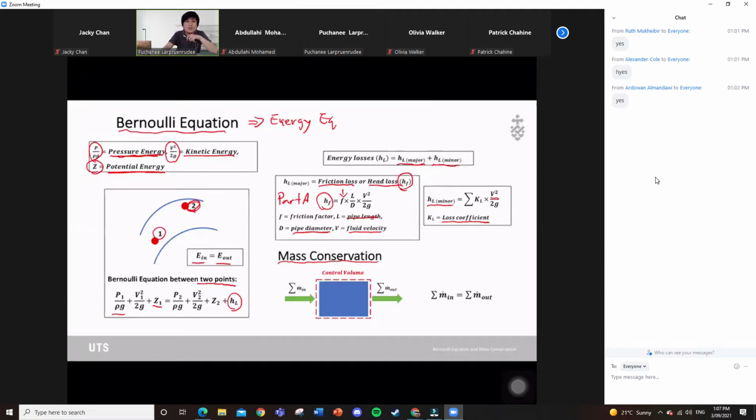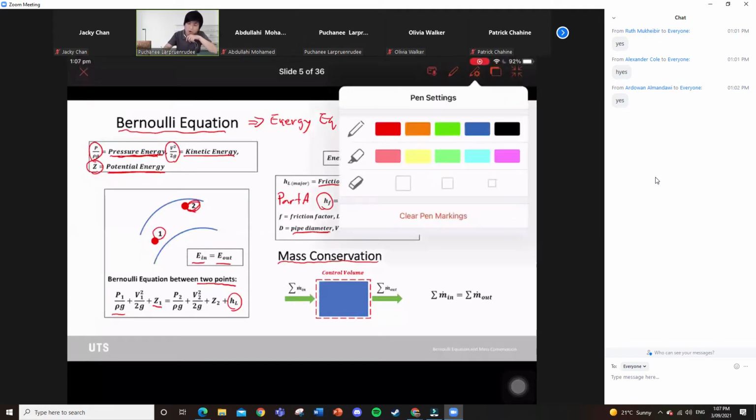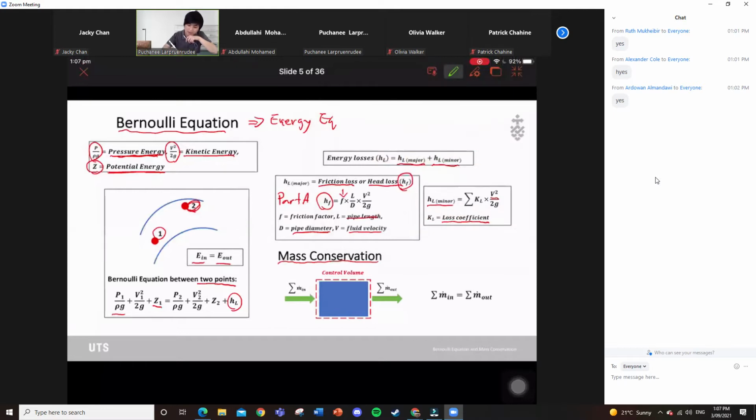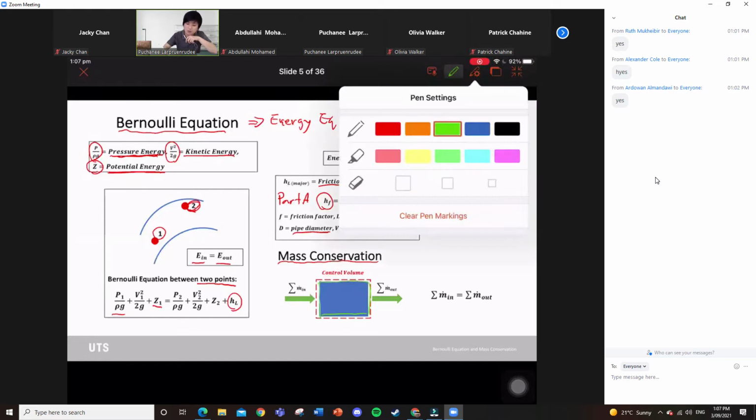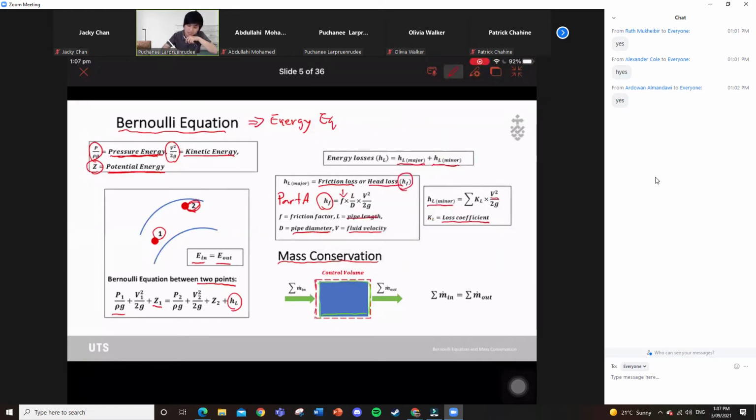And for mass conservation or the continuity equation, we have an object like this, and we have the control volume, the red line. This is the control volume. We will have mass in and mass out. For mass conservation or the continuity equation, the summation of m in equals the summation of m out. So you need to apply the Bernoulli equation and mass conservation for your calculation.